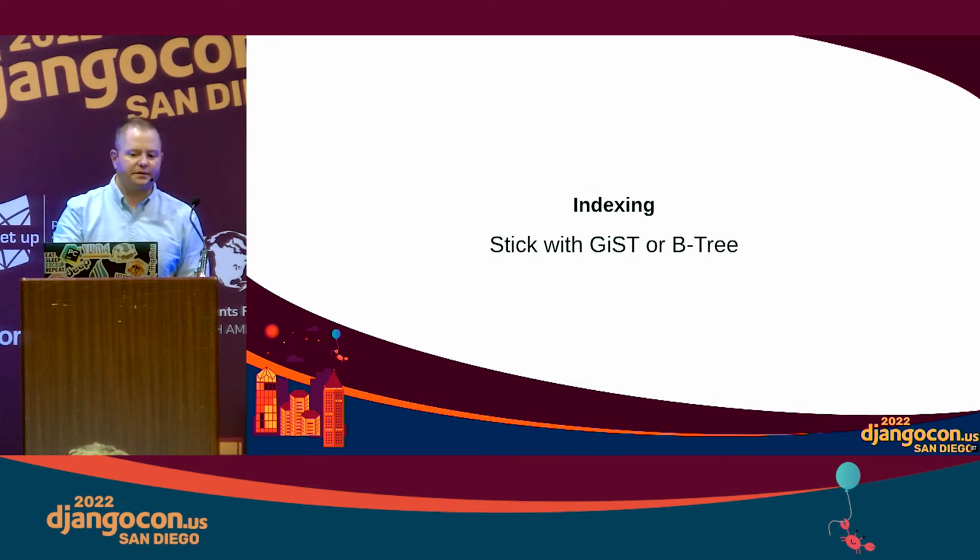When it comes to indexing, pretty much stick to the GiST index or the B-tree index. Those are the two that really cover the majority of the lookups that we're interested in. Some of the other indexes, like GIN, don't cover any of the range stuff.